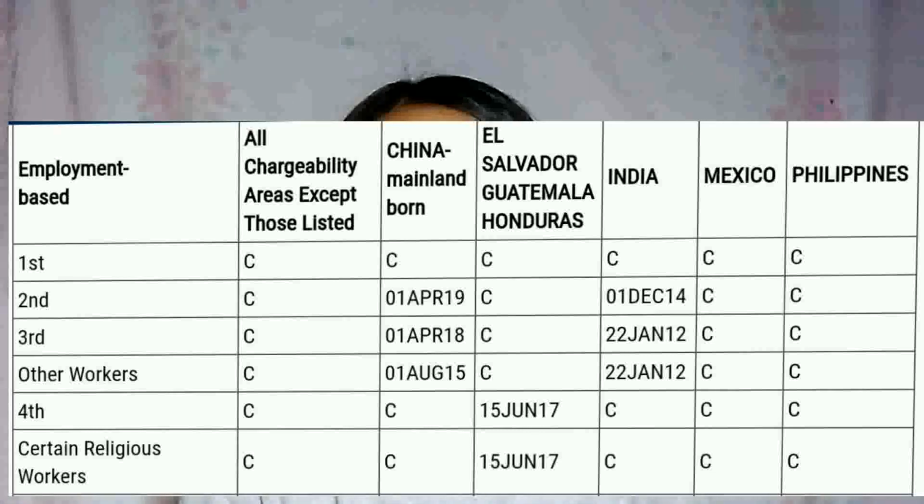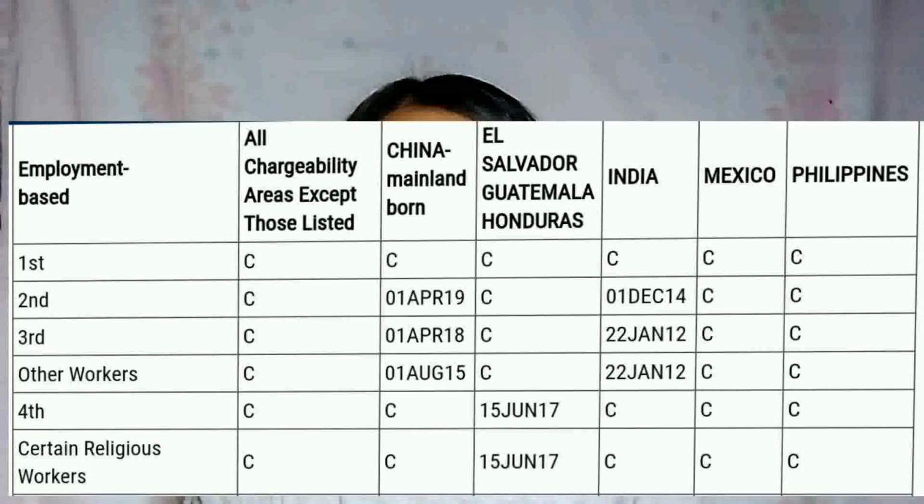Other workers for employment-based, all chargeability areas except those listed is current. China mainland born is August 1, 2015. El Salvador, Guatemala, and Honduras is current. India is January 22, 2012. Mexico and Philippines is current.